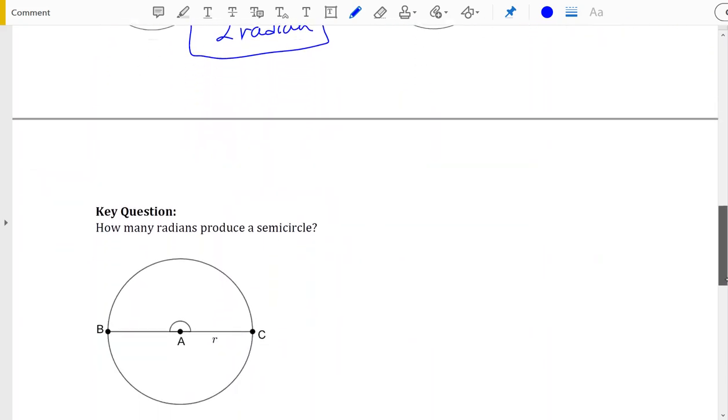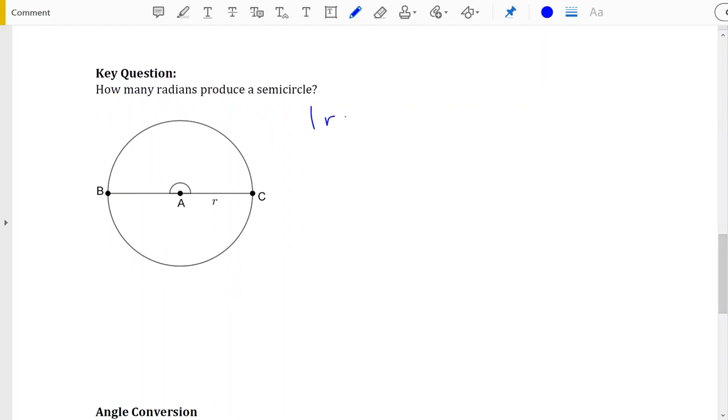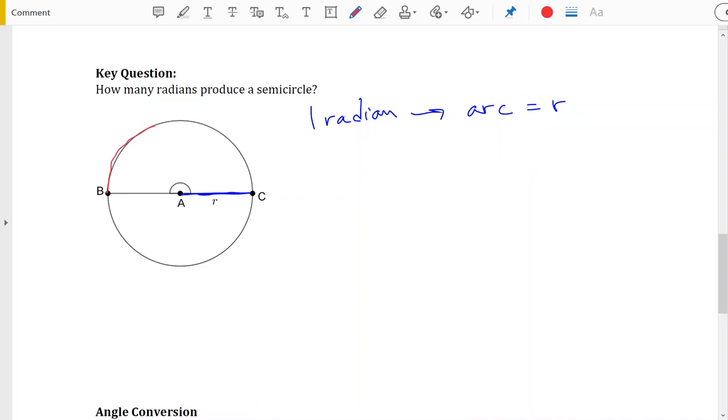Next question that we might ask ourselves is, well, how many radians would it take to produce a semicircle? Again, we want to remind ourselves that 1 radian will produce an arc that is equal to the radius. We've got a circle that has a radius of r, and we're asking ourselves, well, how many radians would it take to produce BC? Well, it would be useful to know how long BC is if we want to know how many radians it is. And we can calculate that.